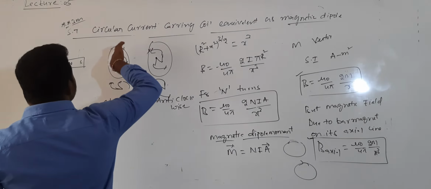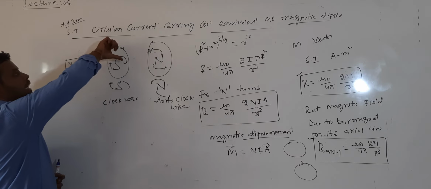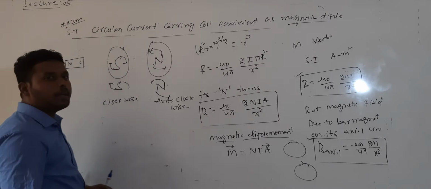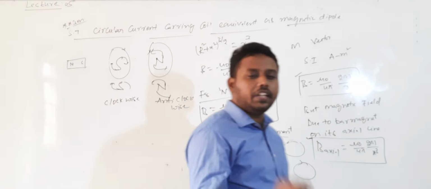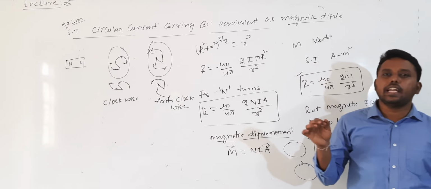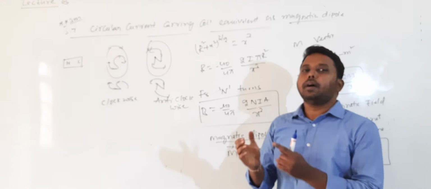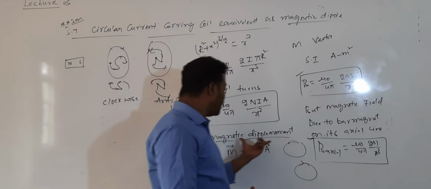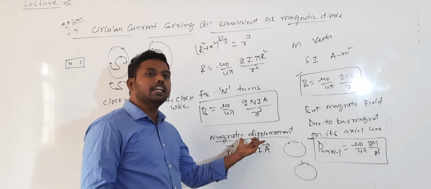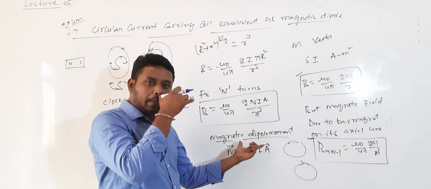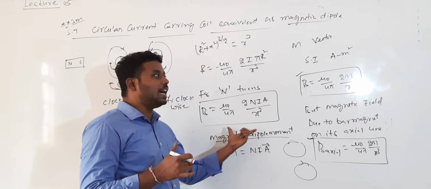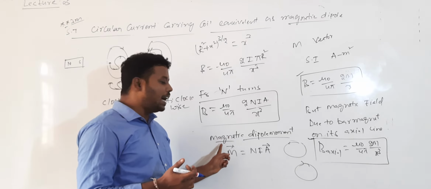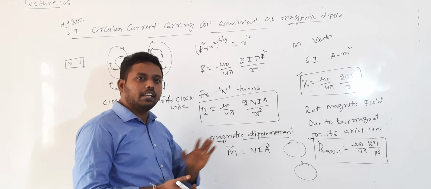Now you see, if the current is clockwise, the magnetic field is perpendicular to the plane, passing inward. The direction of the magnetic field due to a circular current carrying coil can be calculated by using the left hand thumb rule. The same rule I applied for finding the direction of the magnetic dipole moment. You know that the magnetic dipole moment direction, or magnetic field direction, will be the same as that of the axis of the bar magnet on its axial line.